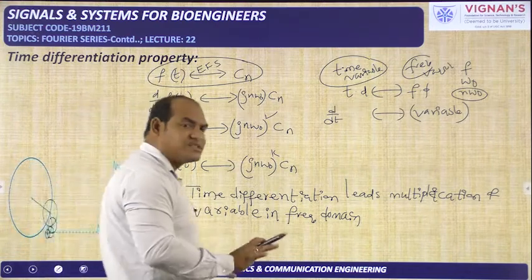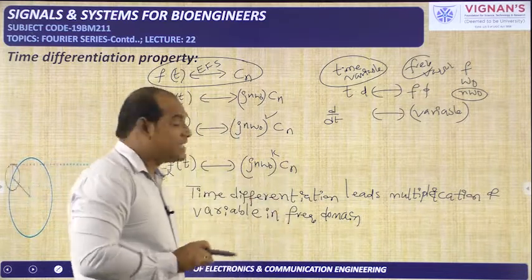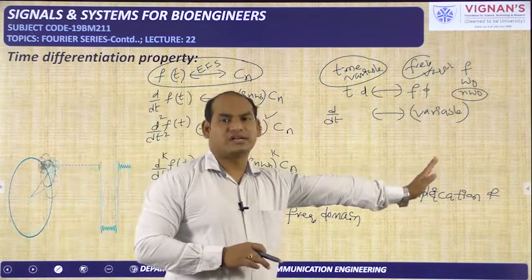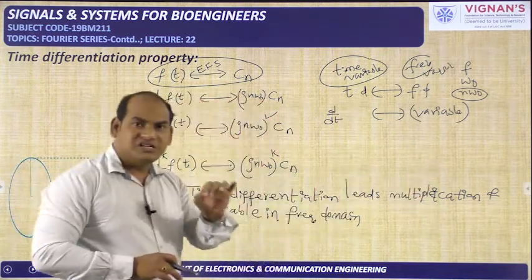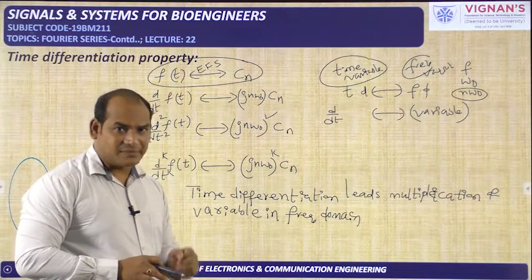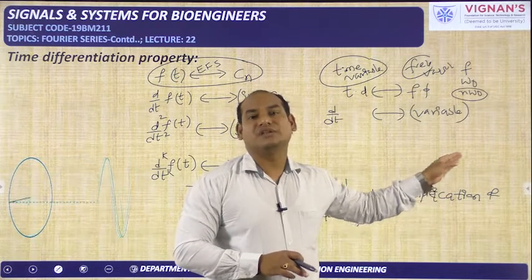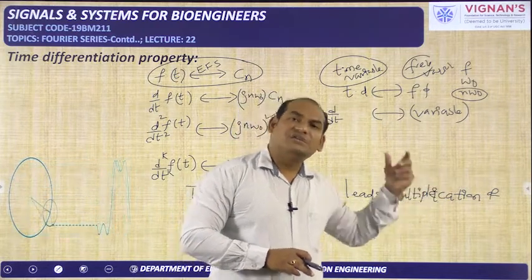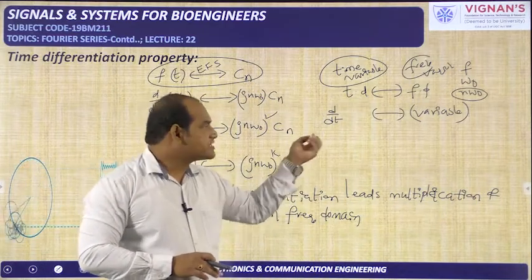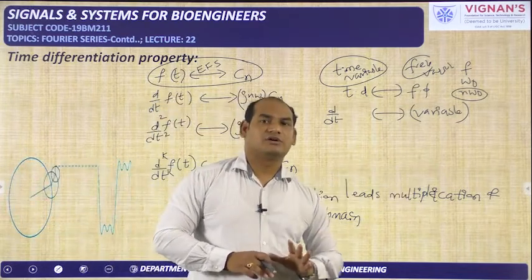Now I am telling the general statement: differentiation in one domain, that may be the time domain or the frequency domain. We can do the differentiation in the frequency domain also. Differentiation in one domain leads to multiplication of the variable in the other domain. That means if you do the differentiation in the time domain, you need to multiply with its variable, that is frequency. Or if you do the differentiation in the frequency domain, you need to multiply with the variable in the time domain, that is t.